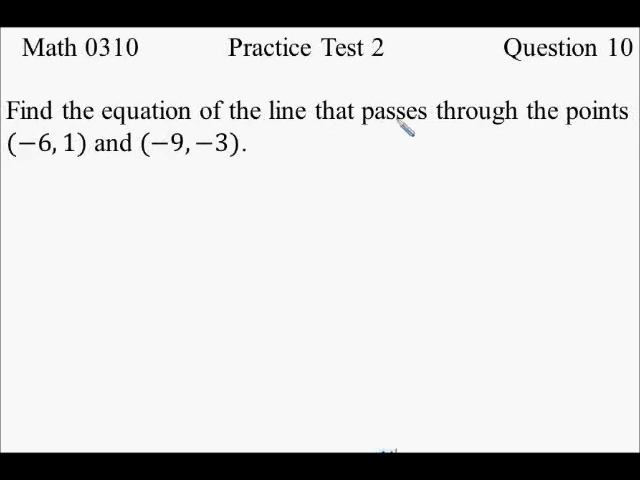Question 10. Find the equation of the line that passes through the points negative 6, 1 and negative 9, negative 3. Alright, so when we find the equation of the line, generally we're going to be finding an equation in slope-intercept form. And so we need to know two things to write the equation of the line. We need to know the slope, and we need to know the y-intercept. So first let's look at finding slope. If we have 2 points, then we can use our slope equation, m equals y2 minus y1 over x2 minus x1.